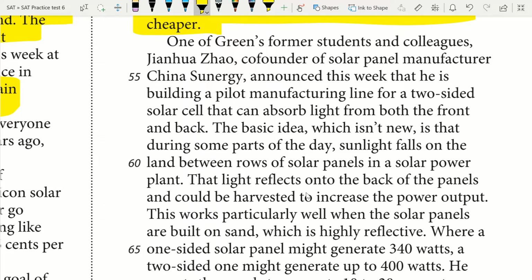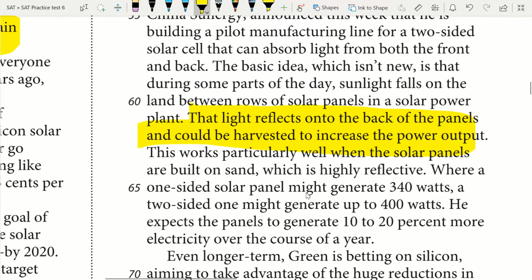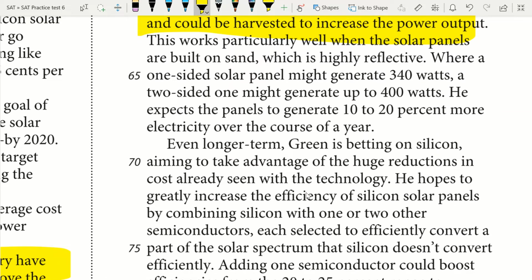This works particularly well when the solar panels are built on sand, which is highly reflective. Where a one-sided solar panel might generate 340 watts, a two-sided one might generate up to 400 watts. He expects the panel to generate 10 to 20% more electricity over the course of a year.